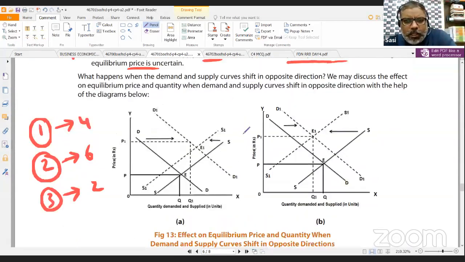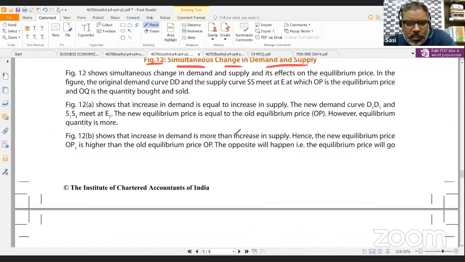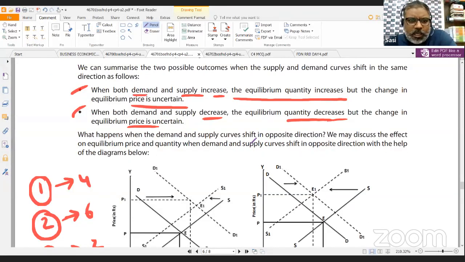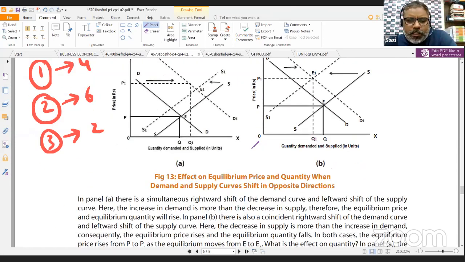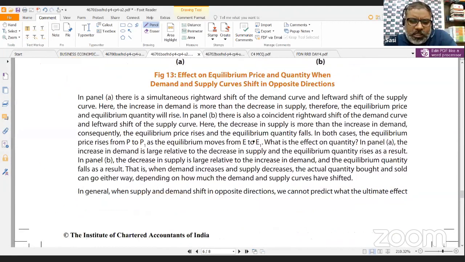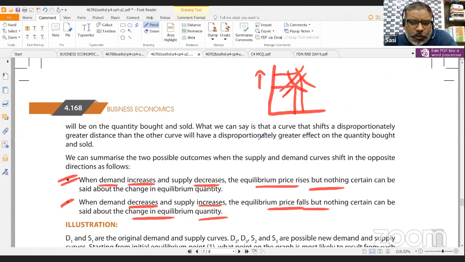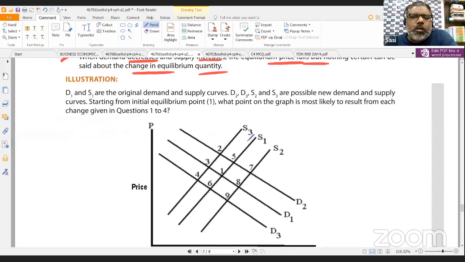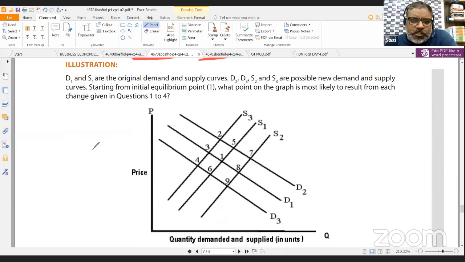Ultimately, when both are increasing or decreasing, the guaranteed thing is quantity, but not price. When both are either increasing or decreasing, quantity is guaranteed. How it changes we know, but price we are uncertain about. But when one is increasing and the other is decreasing, then what is definite is price, and quantity is uncertain. That is the conclusion of changes in demand and changes in supply.